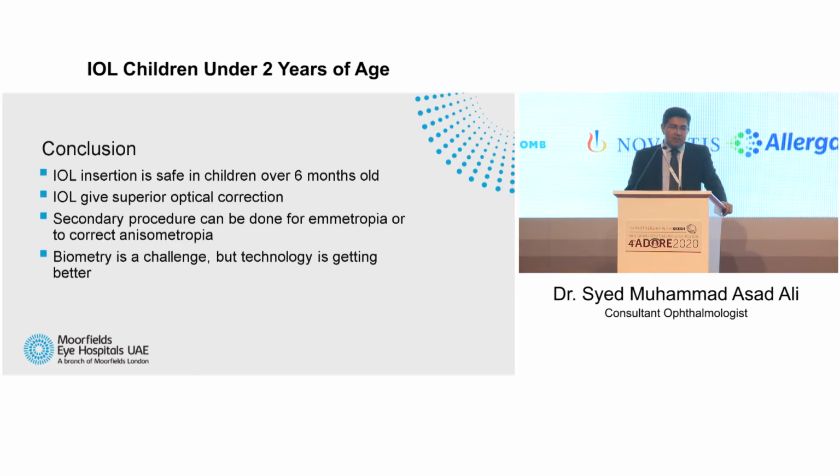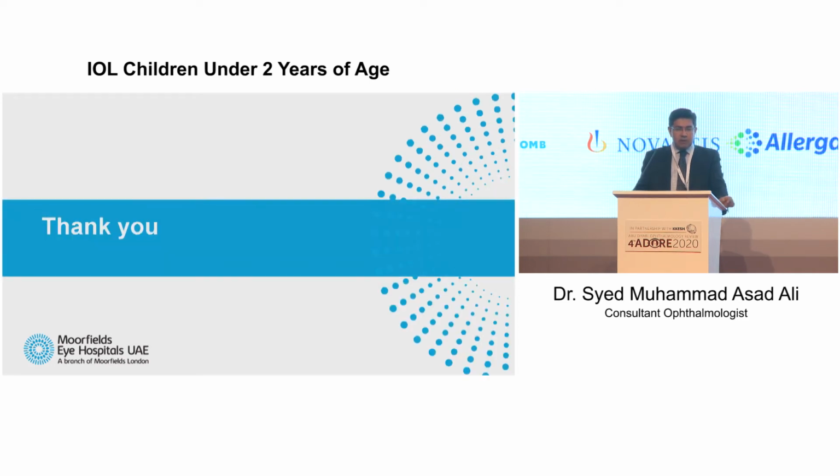Thank you. So in conclusion, the take-home message is IOL insertion is safe over 6 months of age. It's very important in unilateral cases because IOL gives superior optical correction compared to contact lens or glasses. Secondary procedures can be done to bring emmetropia by correcting anisometropia. Biometry is a challenge in this age group, but technology is getting better. Thank you very much.